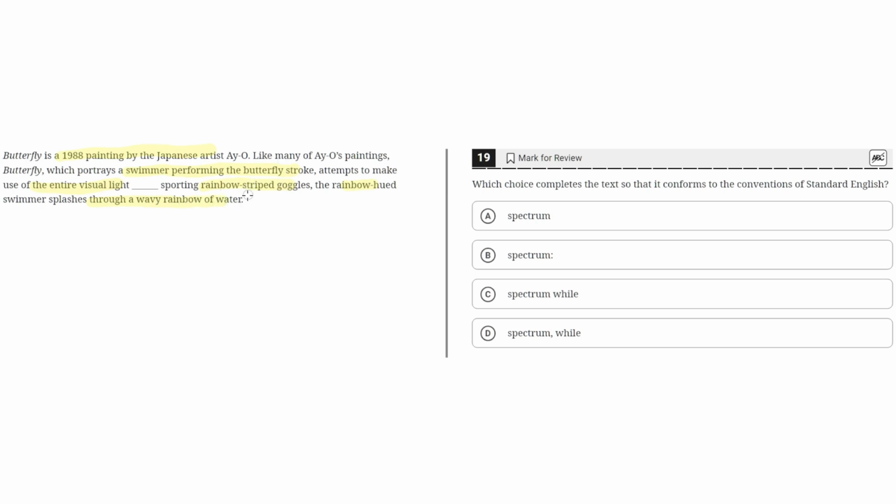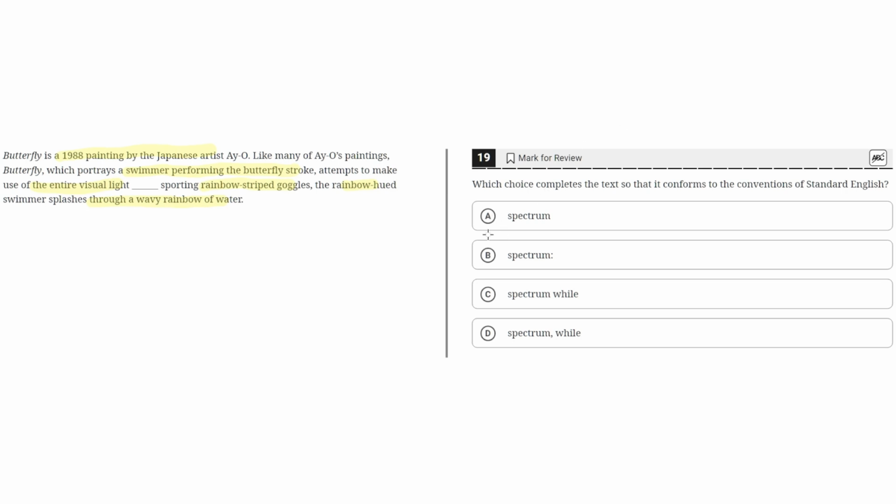So looking at this second sentence here, we can see that the second part of the sentence, which begins with sporting rainbow-striped goggles and ends with a wavy rainbow of water, is sort of an example of what was said earlier, which is attempts to make use of the entire visual light spectrum, where it highlights how the swimmer splashes through a wavy rainbow of water, which is a spectrum of visual light. So the correct answer choice would highlight how the second part is explaining what was said earlier. So let's look at the answer choices.